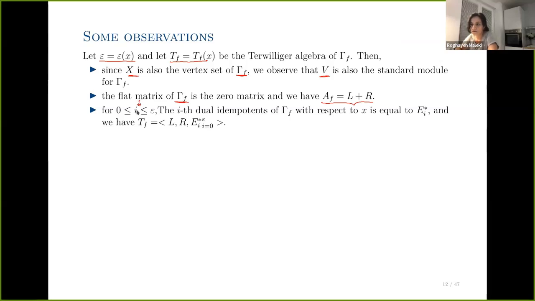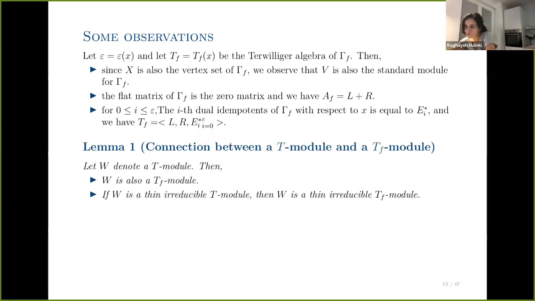And for any I between 0 to the eccentricity of X, we define the I-th dual idempotent of gamma F to be again the same as before, EI star. And so now our Terwilliger algebra TF is generated by the lowering, flat, and raising matrices and these dual idempotents. And here we have the connection between a T module and a TF module. We let W be a T module, then W is also a TF module, and if W is a thin irreducible T module, then W is again a thin irreducible TF module.